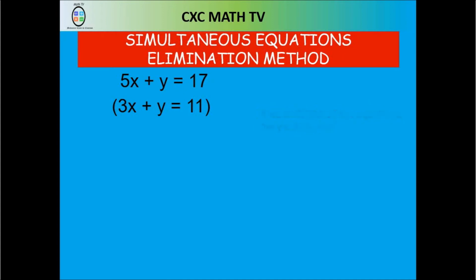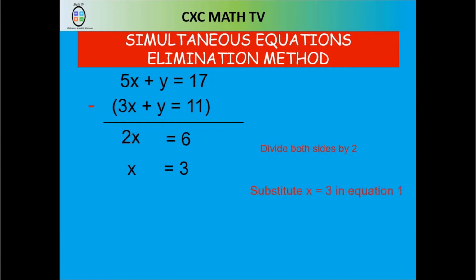So subtracting 5x minus 3x, that will become 2x, y minus y, that's gone. 17 minus 11, that becomes 6. Now 2x equals 6, we need to find x, so we divide the equation by 2. In that case, x equal to 3. Once we get x equal to 3, we can substitute it into any of the equations to find y. I'm going to substitute it into the first equation.